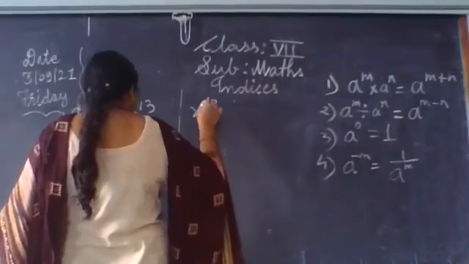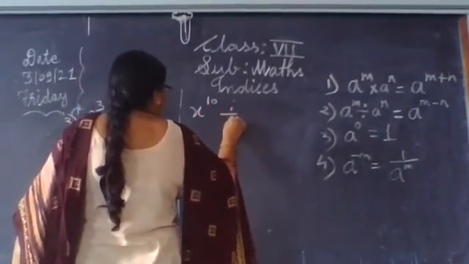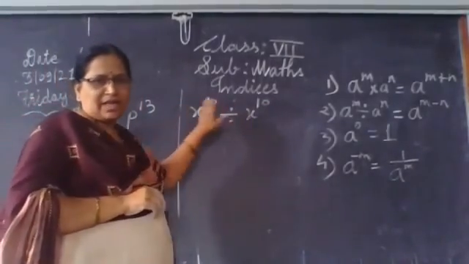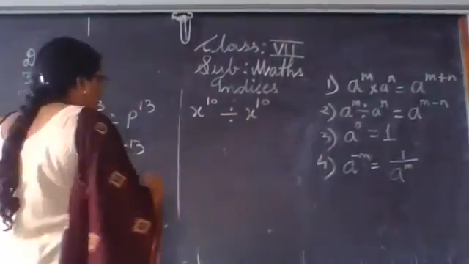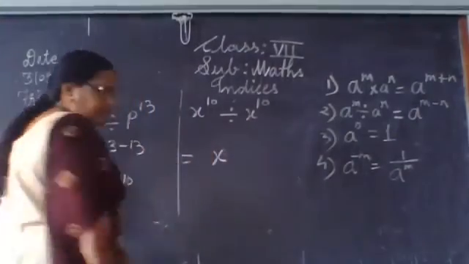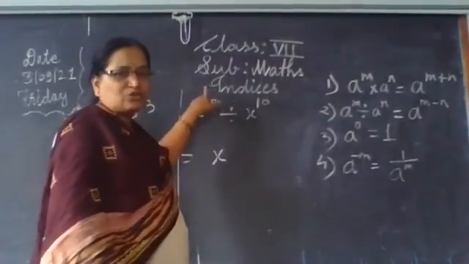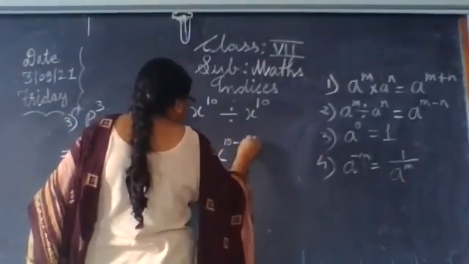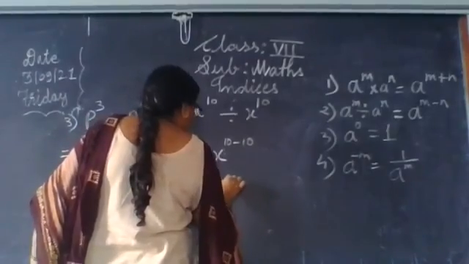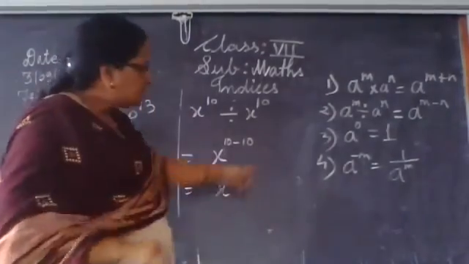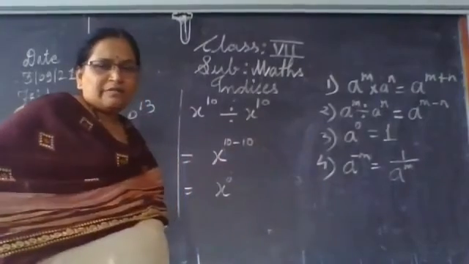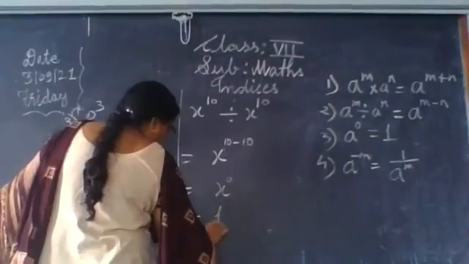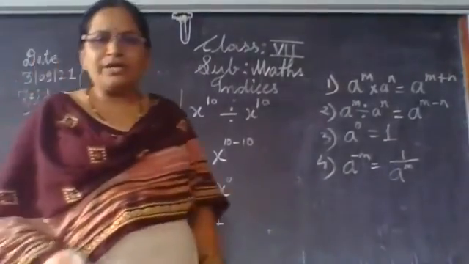x raised to the power 10 divided by x raised to the power 10. Again, check the bases. Yes, x bases are same. So write only once. Division, so subtract the powers. Means here 10 minus 10. So x raised to the power 0. See the law number 3. If any number has power 0, the value is 1. Got it, beta?